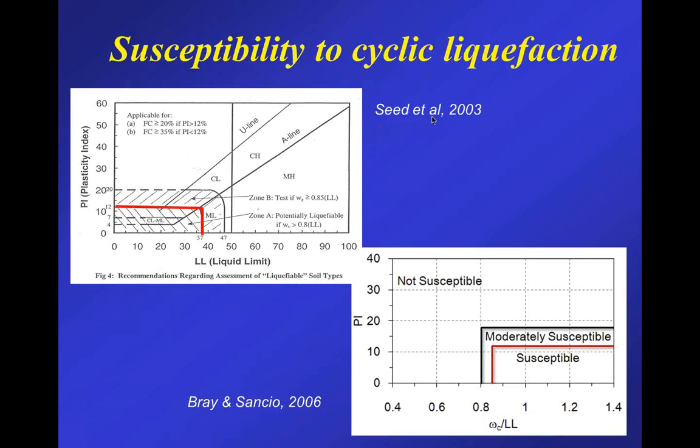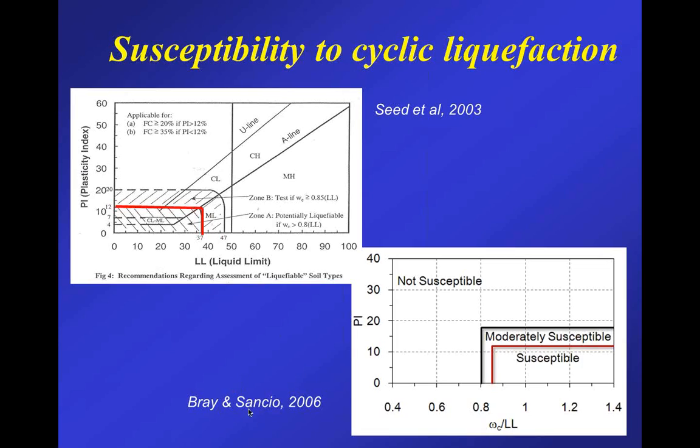Professor Rayseed and his students in 2003 suggested a relationship that was plasticity index against liquid limit. It's essentially the classic Atterberg limit chart. And if the data falls within the lower left region where the PI is less than 12 and the liquid limit is less than 37, then it's potentially susceptible to cyclic liquefaction. And then there's a region a little bit larger where it may be, and that's a good region to maybe take samples and evaluate how susceptible it is. And then soils outside that are not likely susceptible.